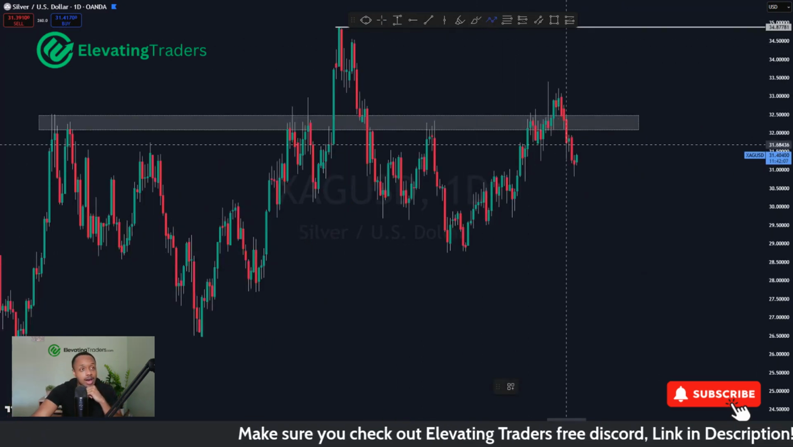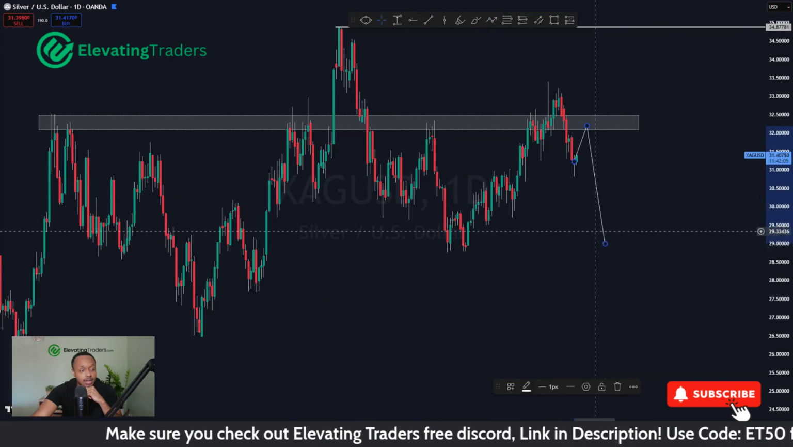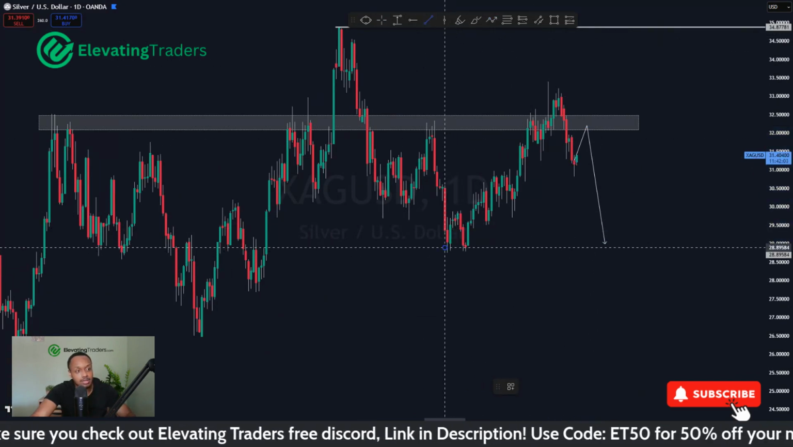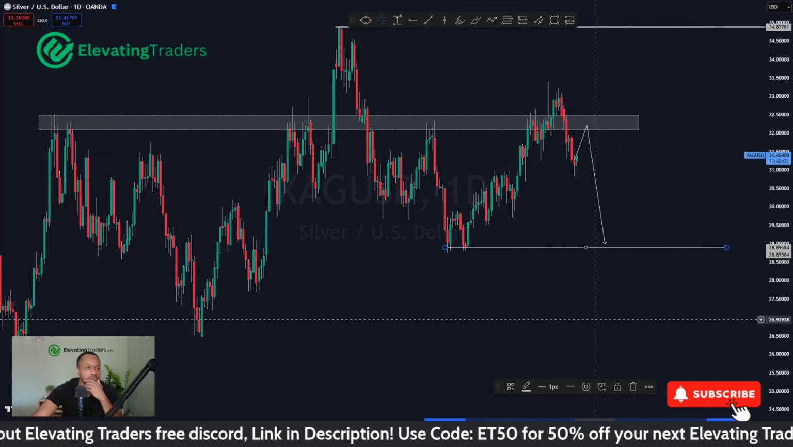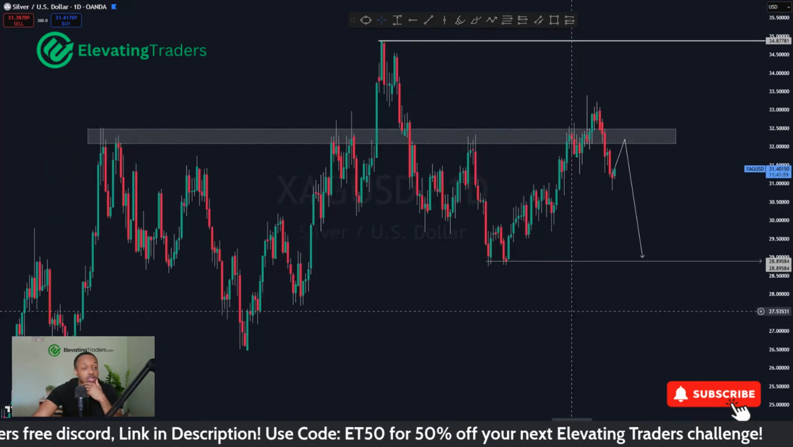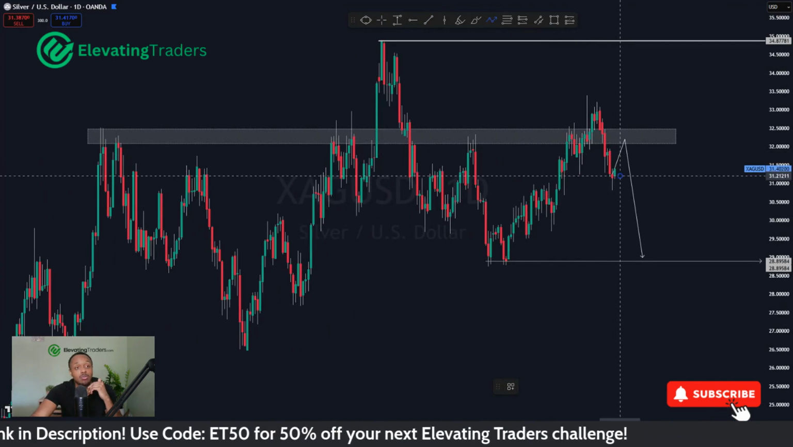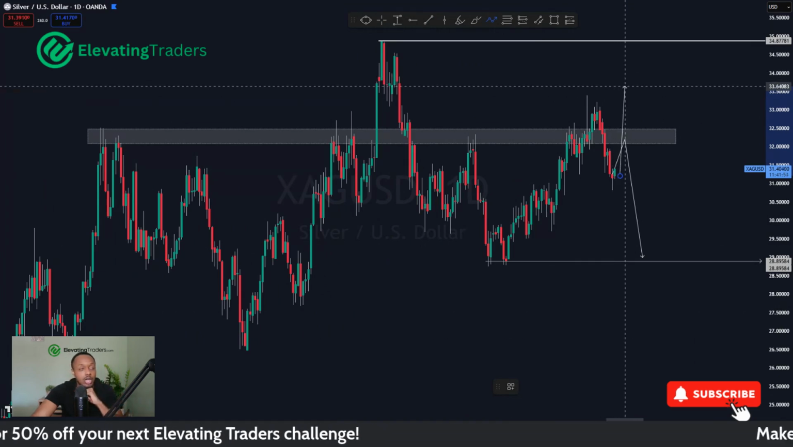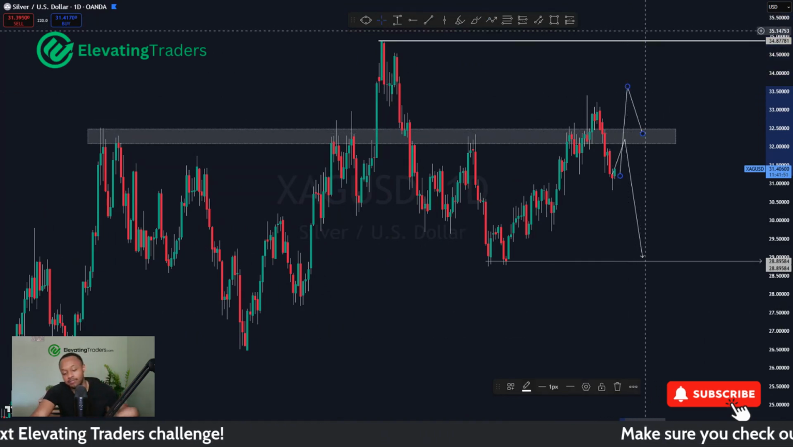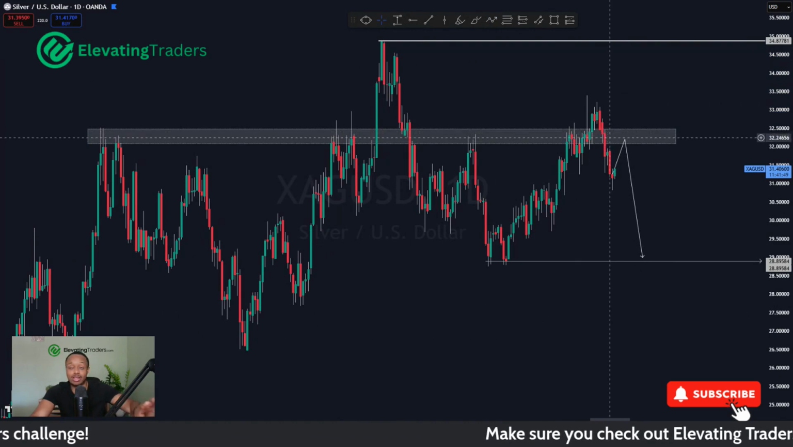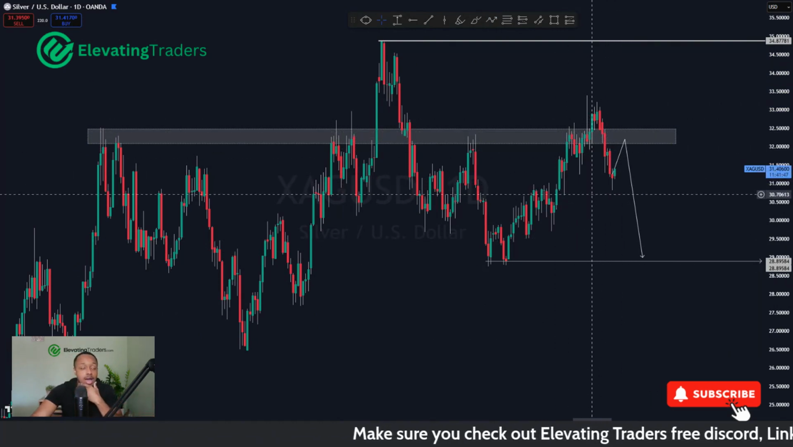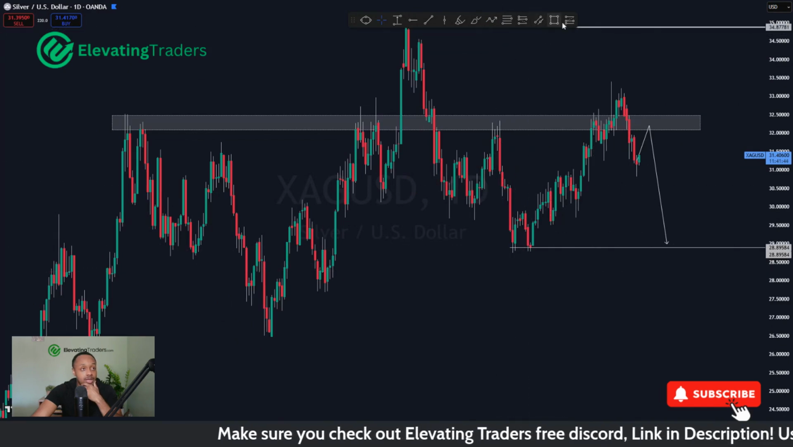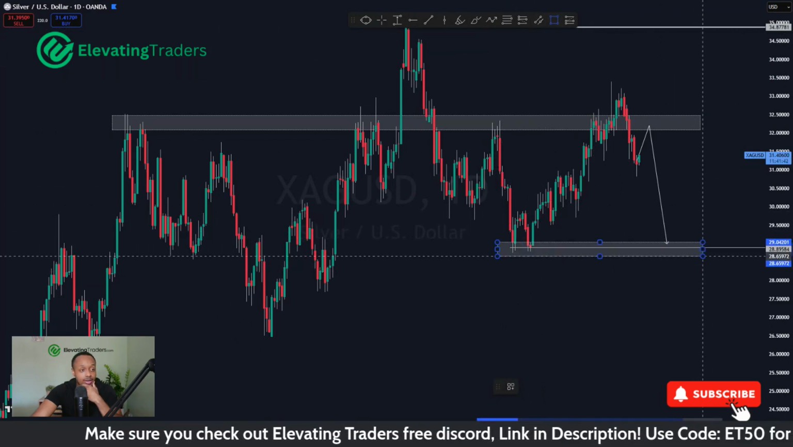So because of that, I'm looking for a move to the downside here, possibly all the way back into the prior low at 29. So in my book, silver looks pretty bearish unless for some reason we get a strong break to the upside this week. Of course, that would change my bias completely and I'll be back bullish again. But unless something like that happens, I am very bearish here with silver. And as I said, looking for a push back down into the support level.